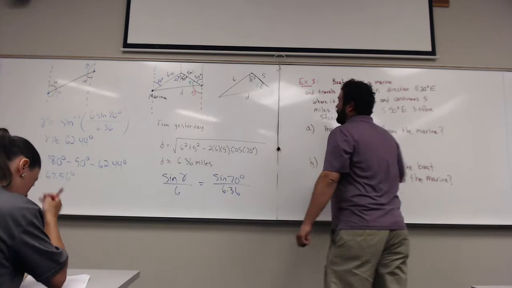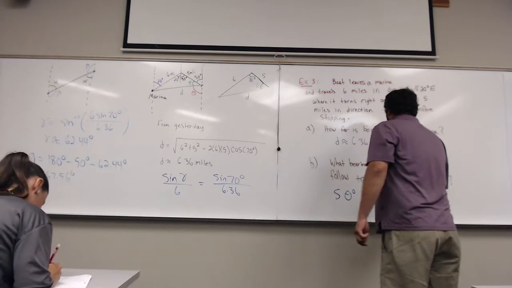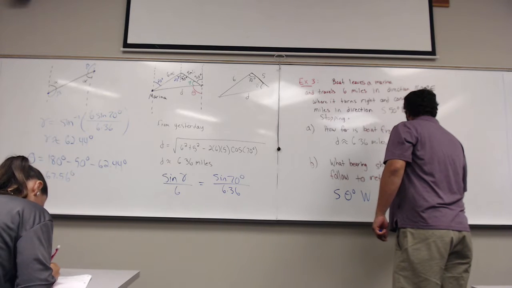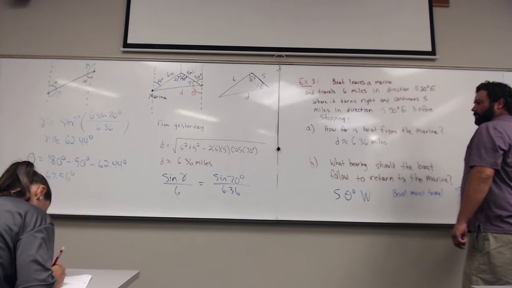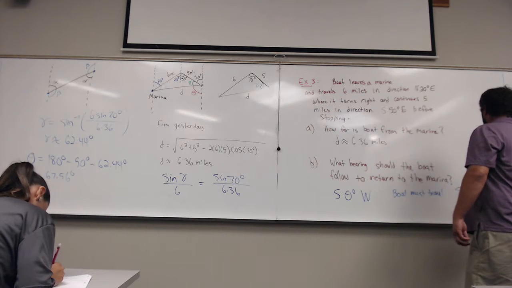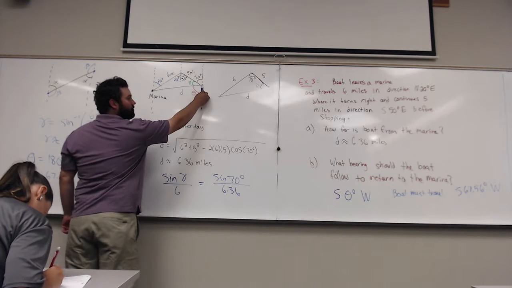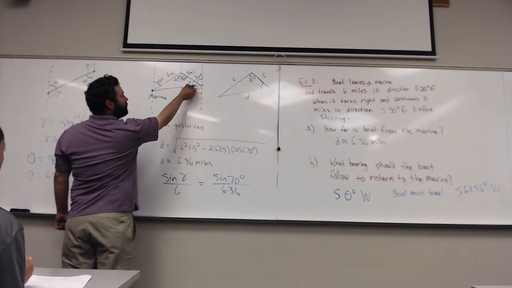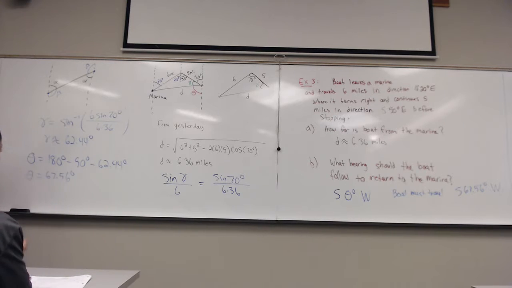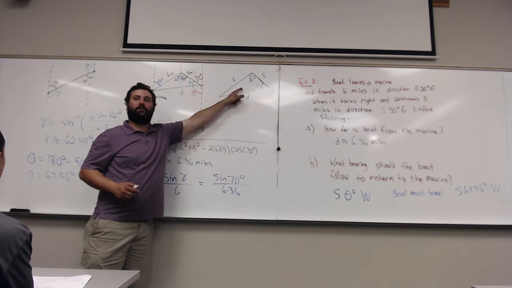So once the boat has stopped and needs to get back to the marina, the boat must travel south 67.56 degrees west. So again, the first direction south is your starting point, and we're rotating 67.56 degrees towards the west. Okay. So again, I think the hard part here is using your bearings to find the angles inside of the oblique triangle.